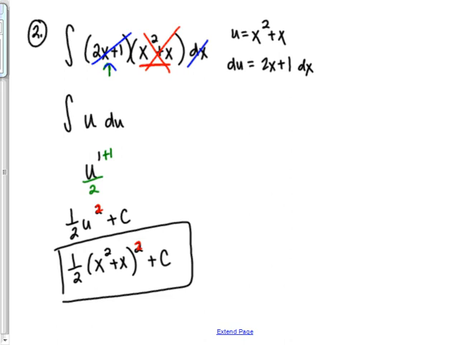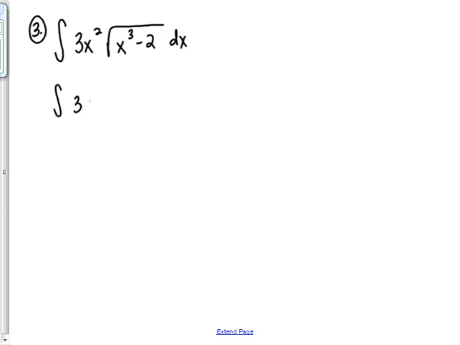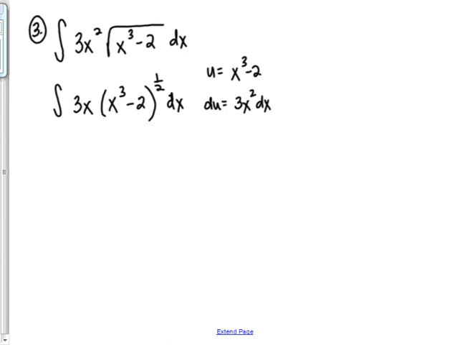Okay, now let's keep going, looking at some more. They're going to get a little bit harder as we go along. Integral of 3x squared times the square root of x cubed minus 2 dx. All right, the very first thing I'm going to do is anytime you see a radical, we want to rewrite it. So square root would be 1/2 power. Okay, so again, we let u be the inside of the parentheses. So then du would be the derivative of that, which would be 3x squared dx. Okay, and I copied it down wrong from here to here. There was a 2 right there.